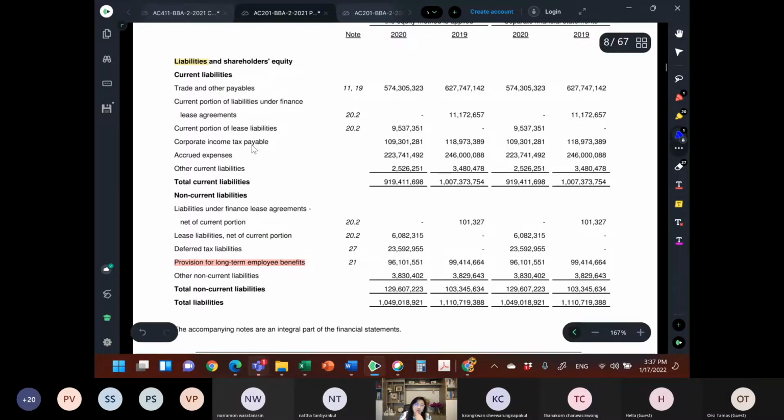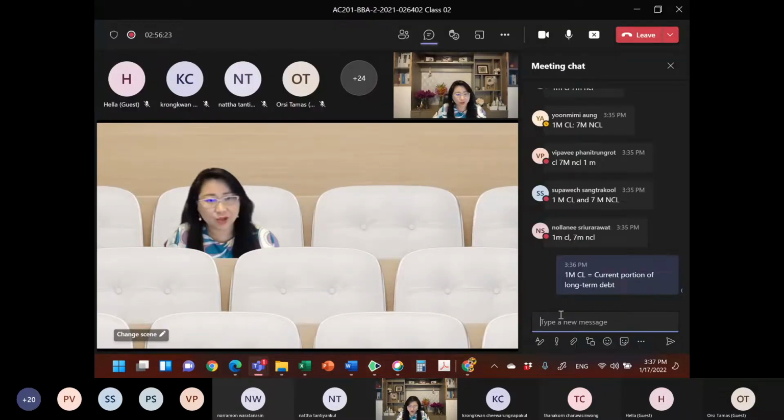Now, if you look at the information of this company, the company has trade and other payable. You may wonder, what does it mean by that? Trade and other payable. Let me explain the term trade payable, which is just the same as accounts payable.